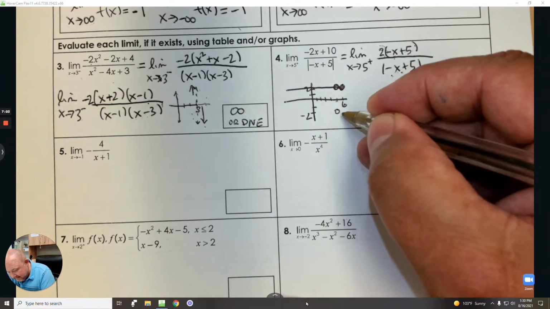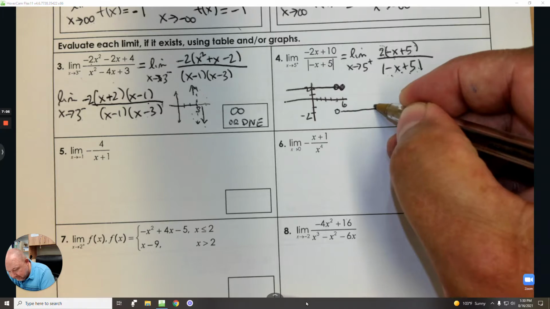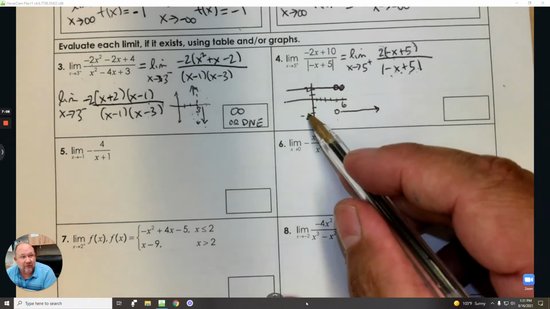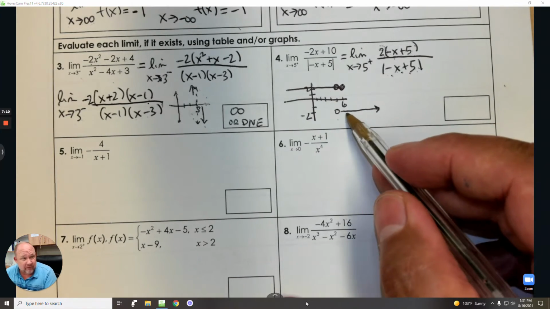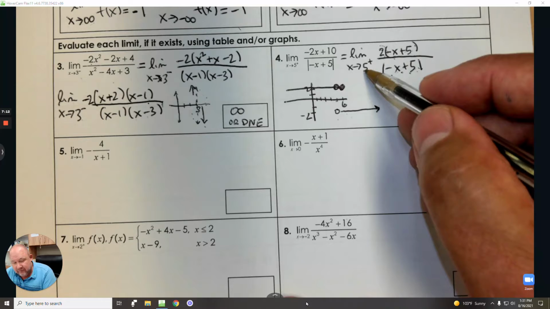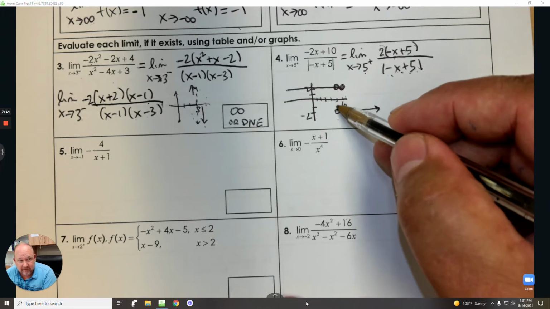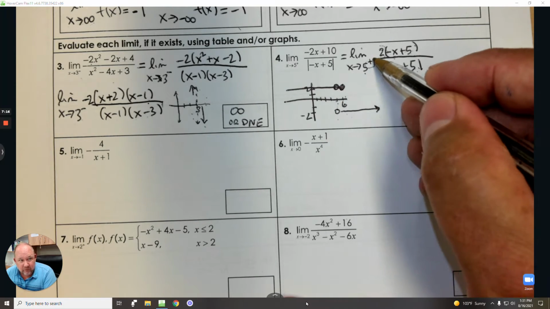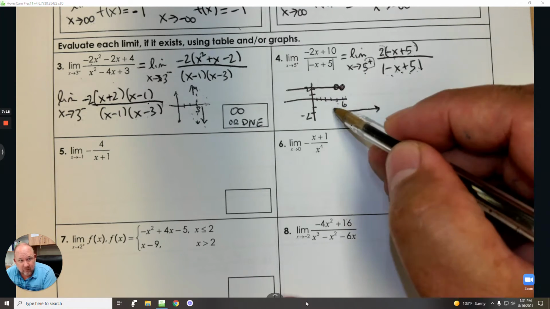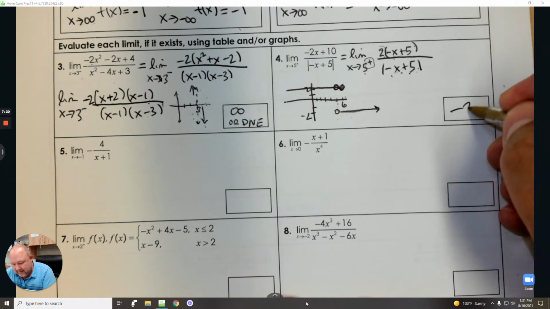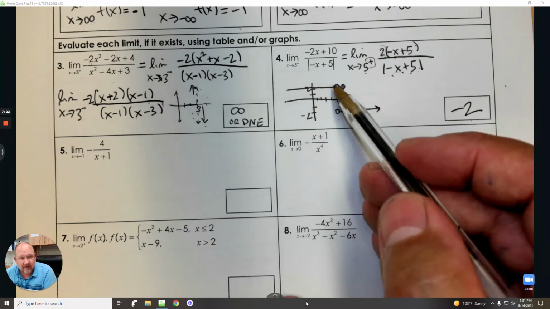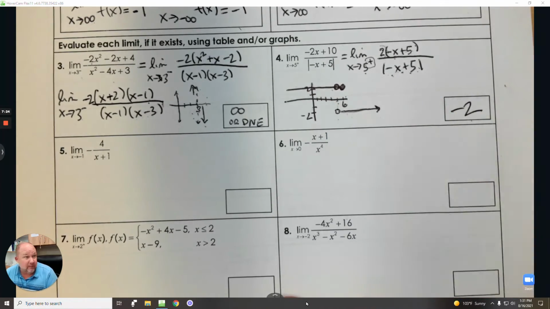Now, if I plug in a number bigger than 5, you actually get the answer negative 2 every time. So if you plug in any number bigger than 5, you're going to get the answer negative 2 instead of positive 2. So the limit as x approaches 5, there's a jump here. But on the right, what's the y value on the right? And the answer is negative 2. On the left, the answer would have been positive 2.